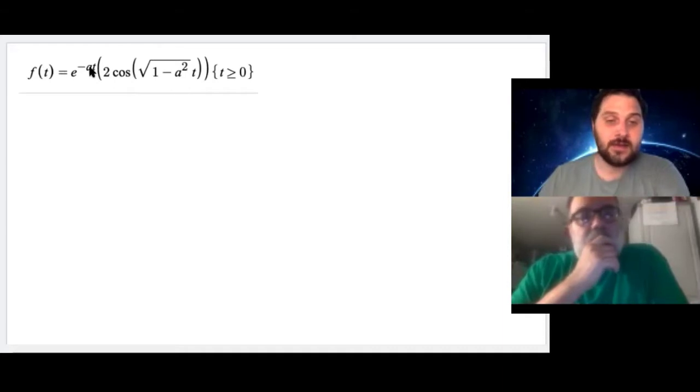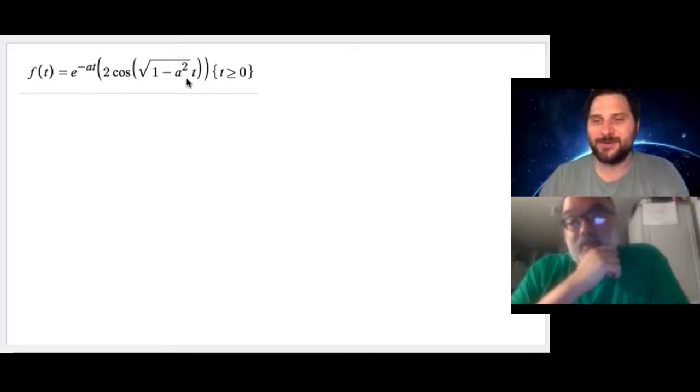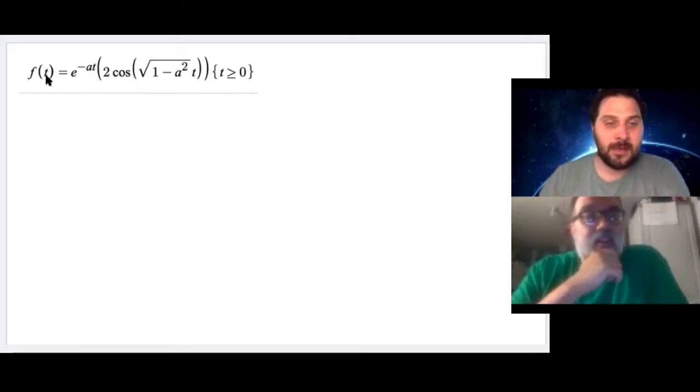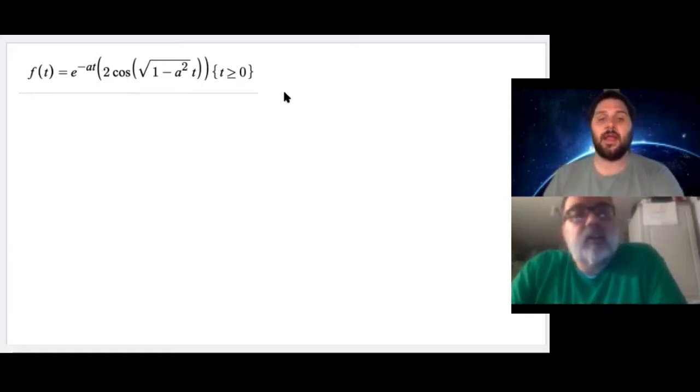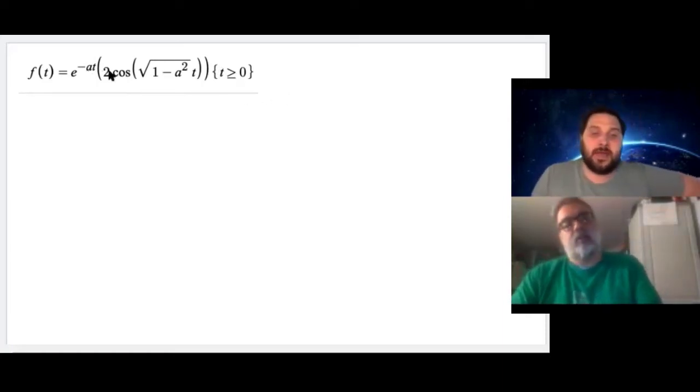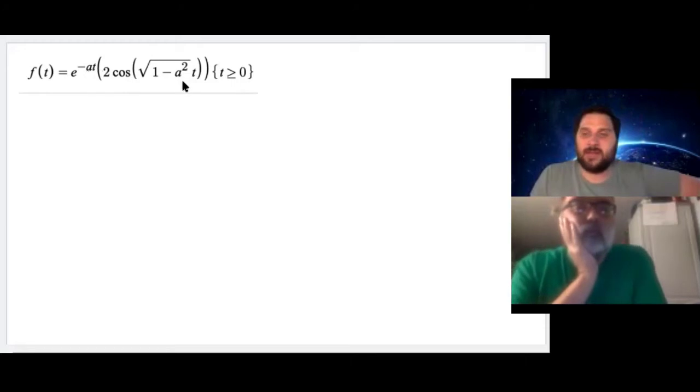The first thing we notice is that there are multiple letters, so to speak. We've got the T, and I noticed that the T is the input to the function, so that's really what we would call the variable. There's also a domain restriction over here: T is greater than or equal to 0. Then there's this other letter, A, and you mentioned the word parameter. Have you talked about that word with them? It hasn't come up a lot yet.